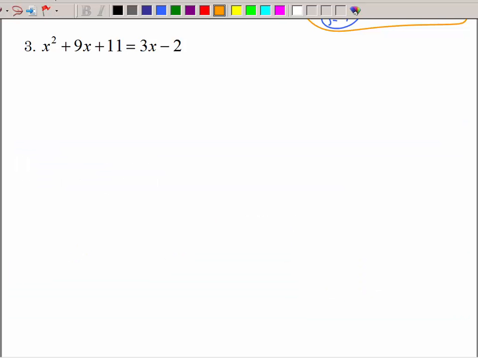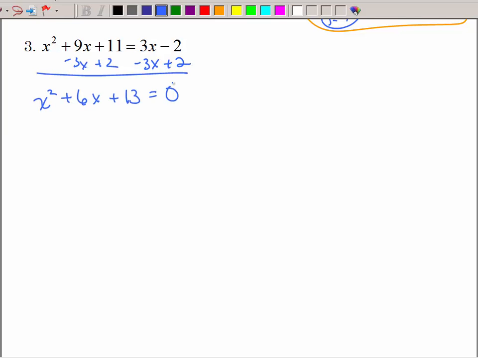Well, what's different about this problem? It's not equal to 0, so we need to put it in standard form first. So I need to subtract 3x and add 2. Well, that looks pretty easy. Man, I wish I could factor it, but it does not factor. There's nothing that multiplies to get 13 and adds to get 6. So I need to use the quadratic formula.